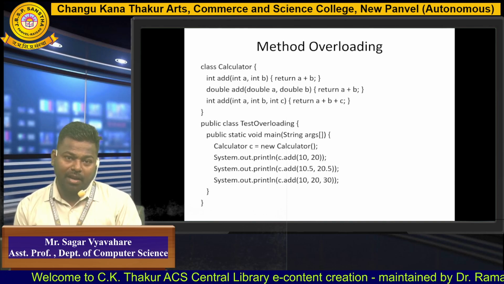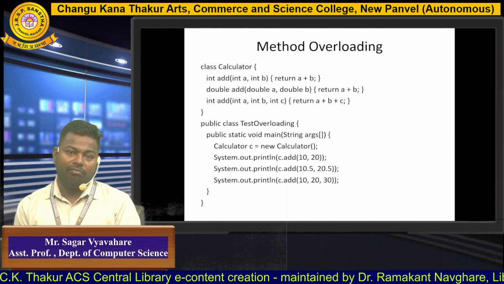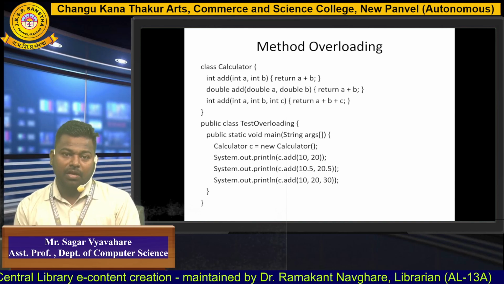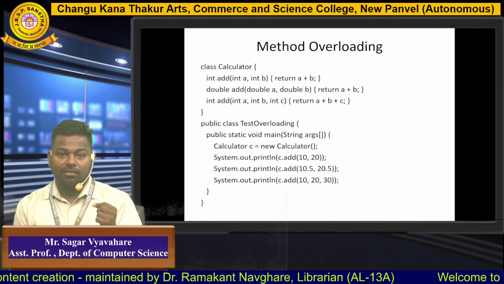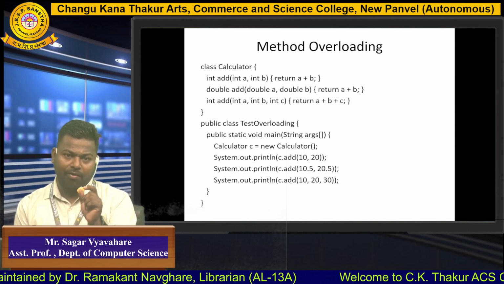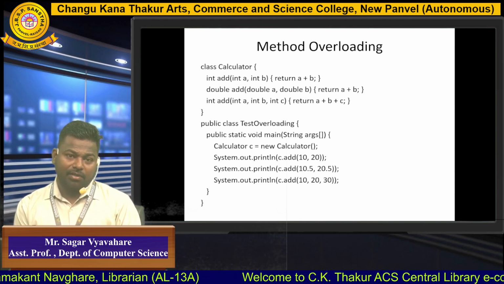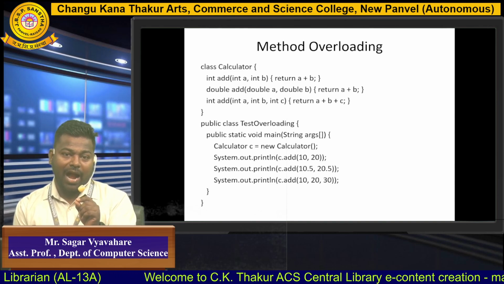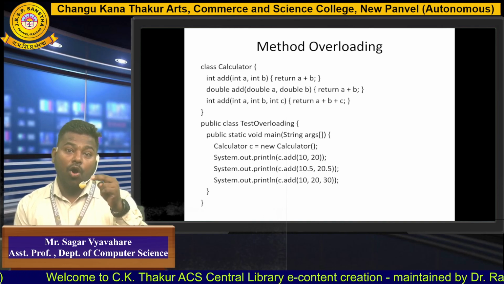So we have created a main class named TestOverloading. We have created a method, that is public static void main, which indicates that TestOverloading is a main class. Now here you can see a Calculator class object c is created: Calculator c = new Calculator. Now we are printing three things. System.out.println c.add(10, 20). Now what will it do? It will call the first method.